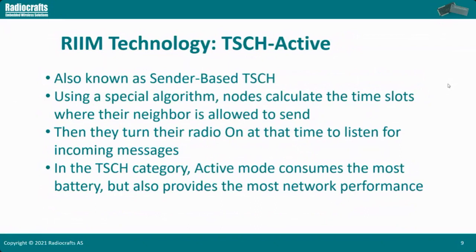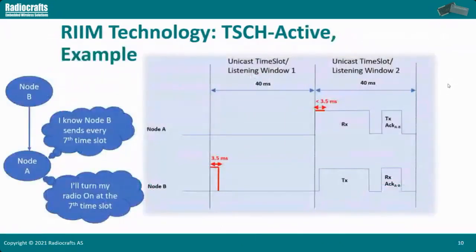In the TISH category, active mode consumes the most battery. Of course, that's still less than single channel, but relative to other TISH modes, active mode consumes the most battery while also providing the most network performance. This is just a brief example of how TISH active or sender-based mode works. On the left-hand side, you have node A and node B. Node A knows that node B sends every, for example, 7th time slot. So node A will always be asleep, but it will turn its radio on only at time slot number 7, where it knows that node B might be sending information.